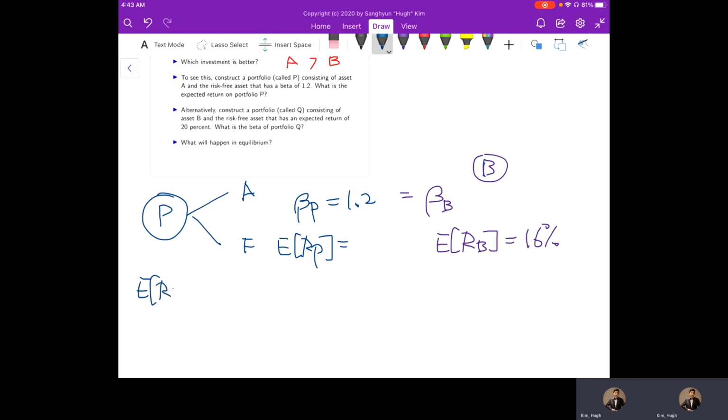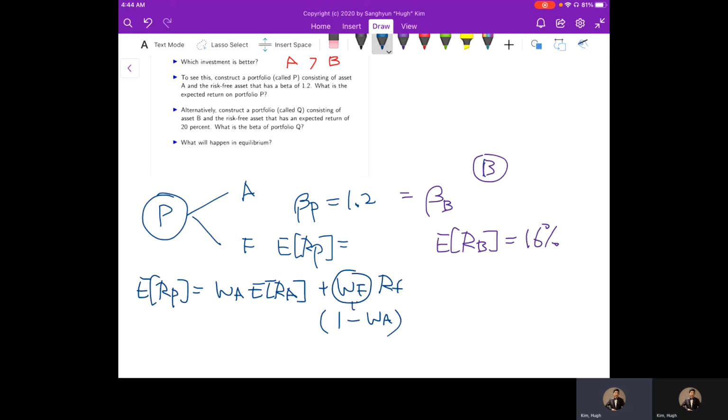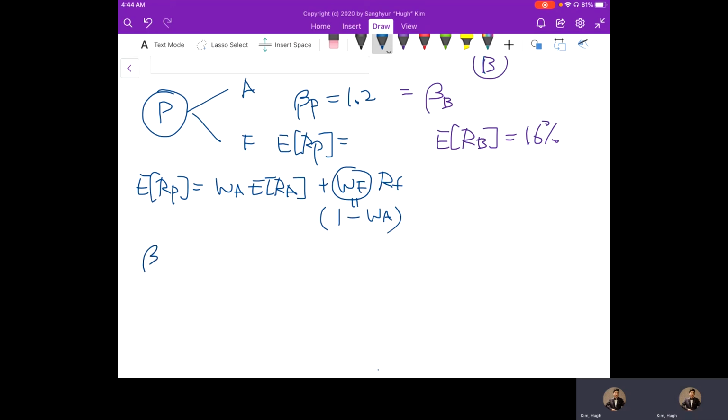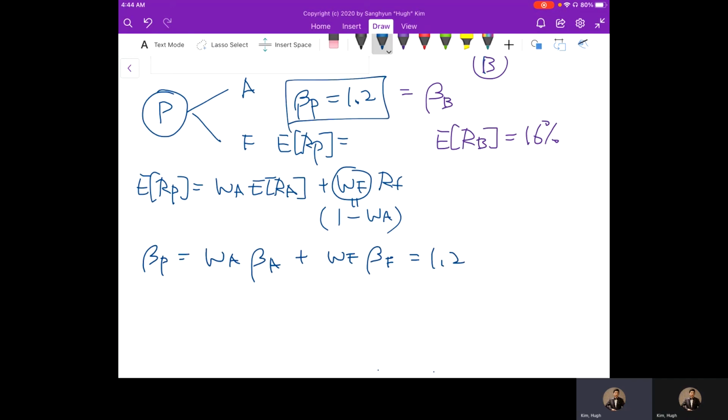So expected return on the portfolio is simply the weighted average of expected returns on individual assets. So the weight on the risk-free asset is just 1 minus the weight on asset A. And also, the beta of the portfolio is the weighted average of beta on individual assets. So this is equal to 1.2. And the risk-free asset has a beta of 0.